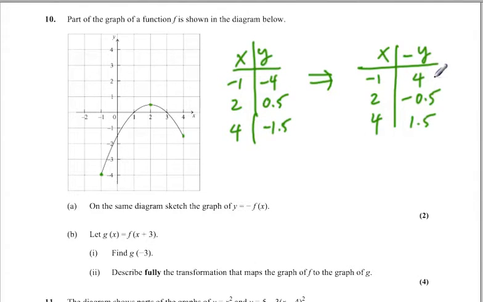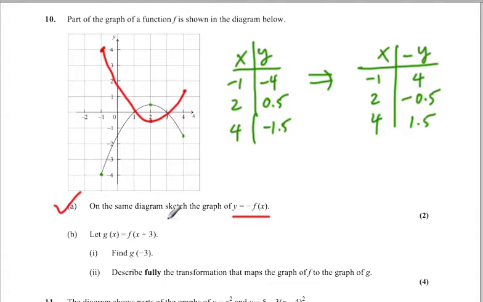So all we have to do is plot this now. So (-1, 4) is there. (2, -0.5) is going to be, actually, you know what, I'm going to use different colors so I don't confuse it with the green. (2, -0.5) is there, and (4, 1.5) is right here. And I'm sure you can see how this is sort of changing. So there you go. That's basically the graph of that one. So we're done with that.